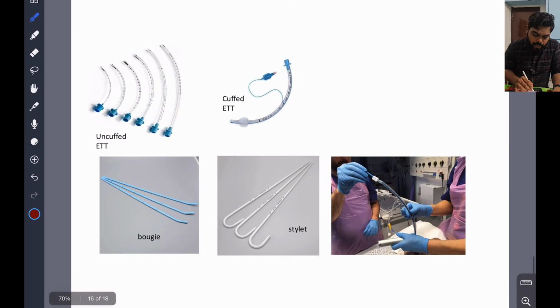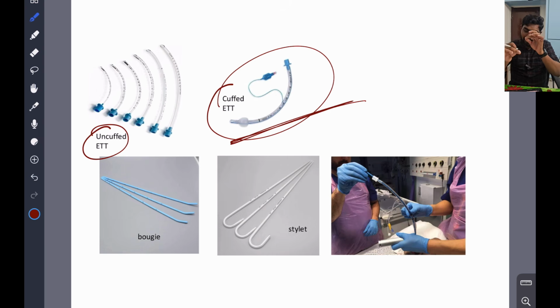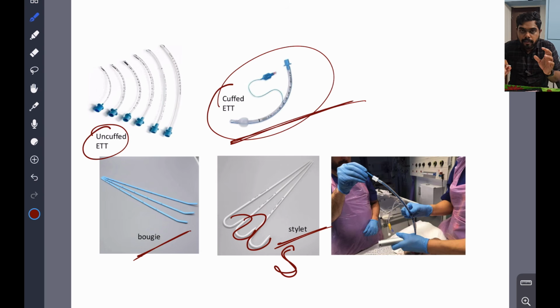Now see, I already told uncuffed ET tube and cuffed ET tube, very simple. And you can see what is bougie and stylet, which is needed to put the tube. Through the bougie or stylet, we'll put the tube. The stylet is S-shaped. You can see here it is S. Stylet here, bougie is this. Clear? They will be used in the ET tube intubation procedure. These are helpful things. Okay, simple only.